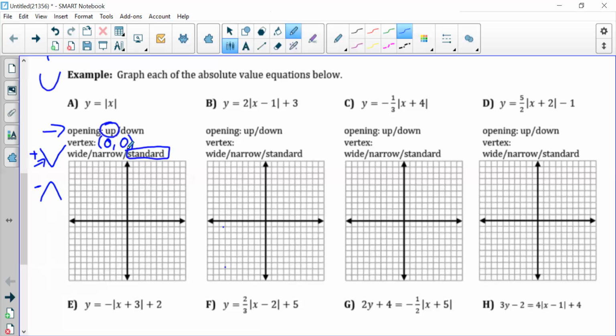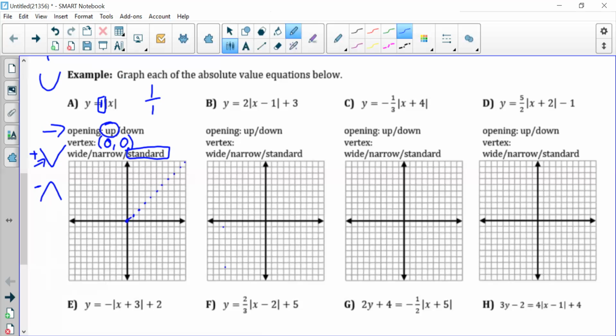So now let's actually graph this. We know our vertex is at 0, 0. And our slope here, which remember is the slope of our right-hand side, we don't have a number here, so it's going to be an invisible 1. So the slope of our right-hand side is 1 over 1. Start at our origin, go up 1, right 1, and repeat. If we continue to draw dots, we get all the way to the corner.